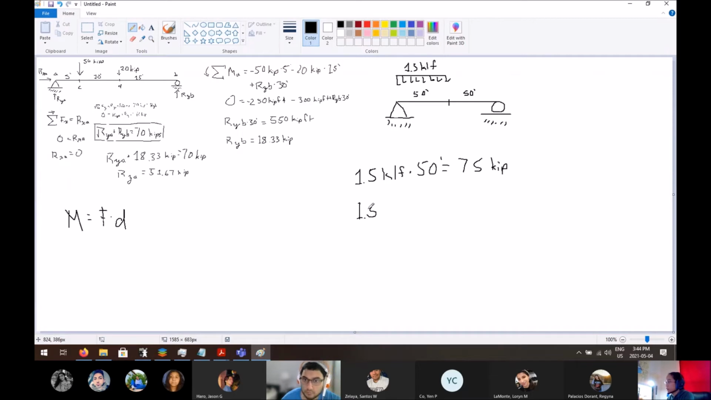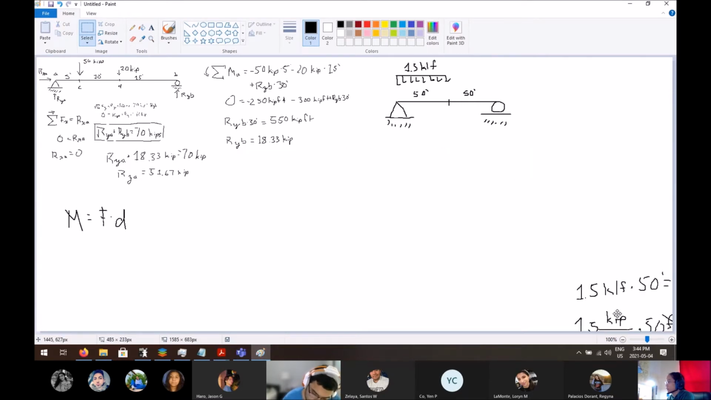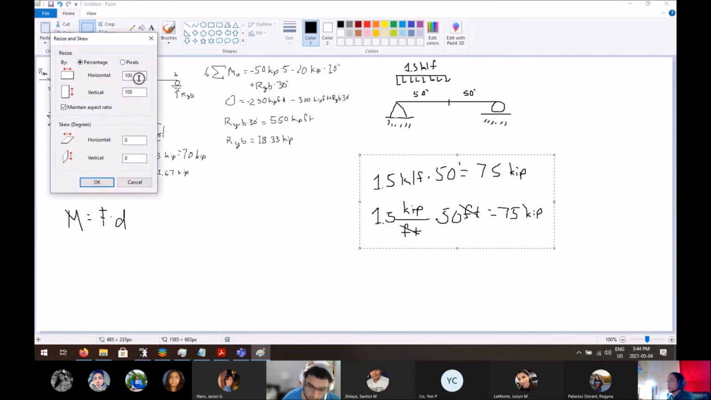And that makes sense, right? 1.5 kips per linear foot, right? This is another way to see it. Times 50 feet. See how these two units just cancel out. 1.5 times 50, and you're just left with kips as the remaining unit. Right. So whenever you're taking a moment, right? So let's just see. Let's just resize.